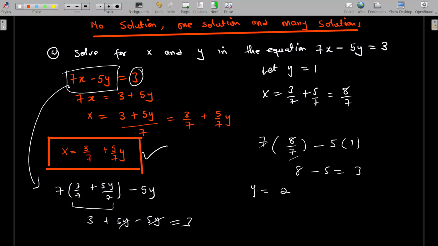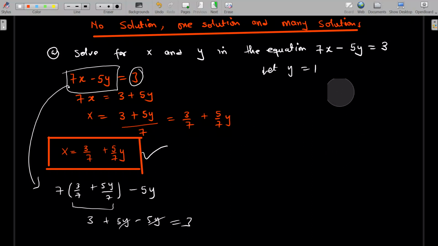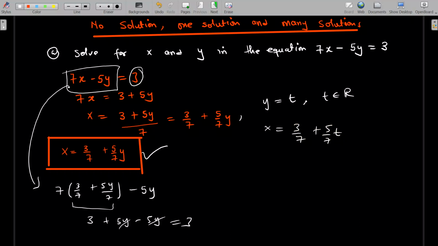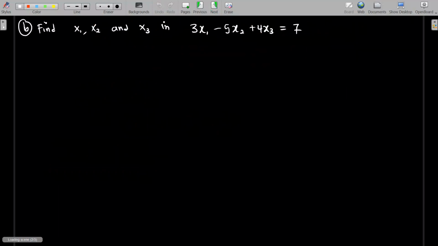It gives you a different set of solutions, right? So the more appropriate way to do this, most people will say, okay, y is a free variable, so y is equal to some t, where t is real, and then x will be equal to 3 over 7 plus 5 over 7 t, right? And so whatever real value you choose for t, you're going to get a different solution for the system. Now the next problem is to find x1, x2, and x3 in this equation.